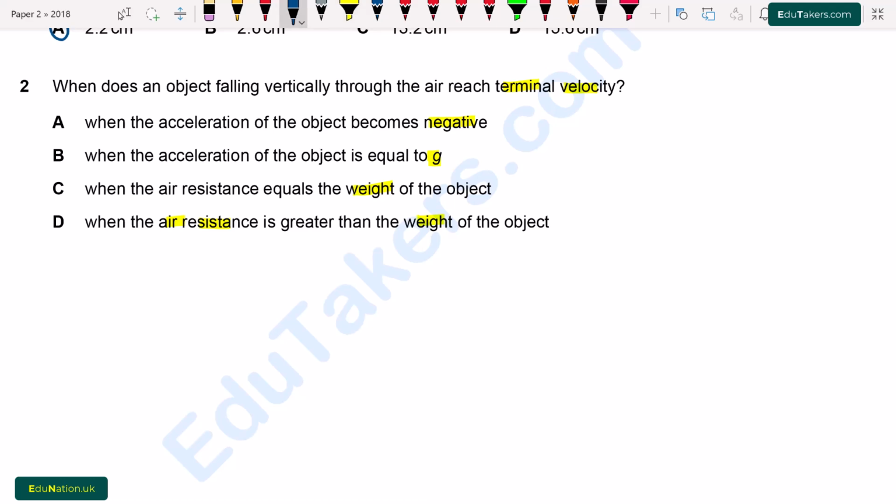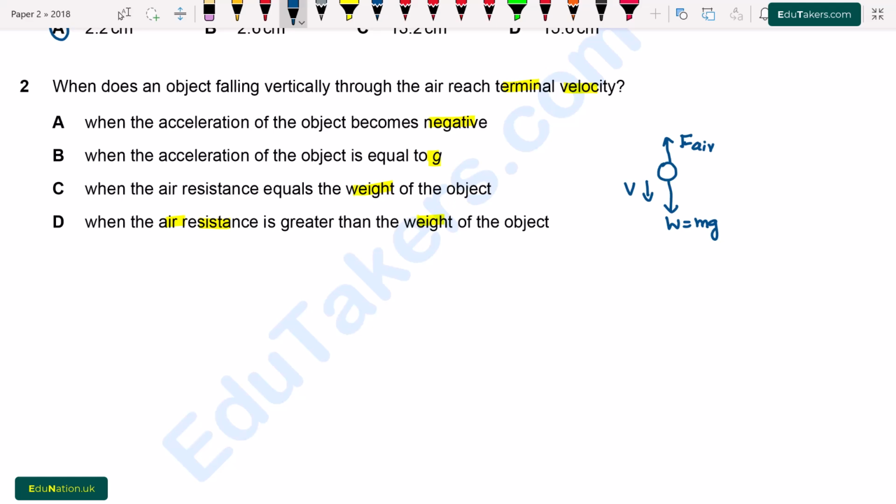So first of all, here the object reaches the terminal velocity. I suppose that here is an object and it is falling through the air. The weight of this object is acting vertically downward and it is equal to mg. When this object moves in the downward direction, the velocity increases. With the increase in velocity, there is a force acting in the upward direction. This is due to the air resistance. So I write here air resistance force. With the increase in velocity, this force also increases.